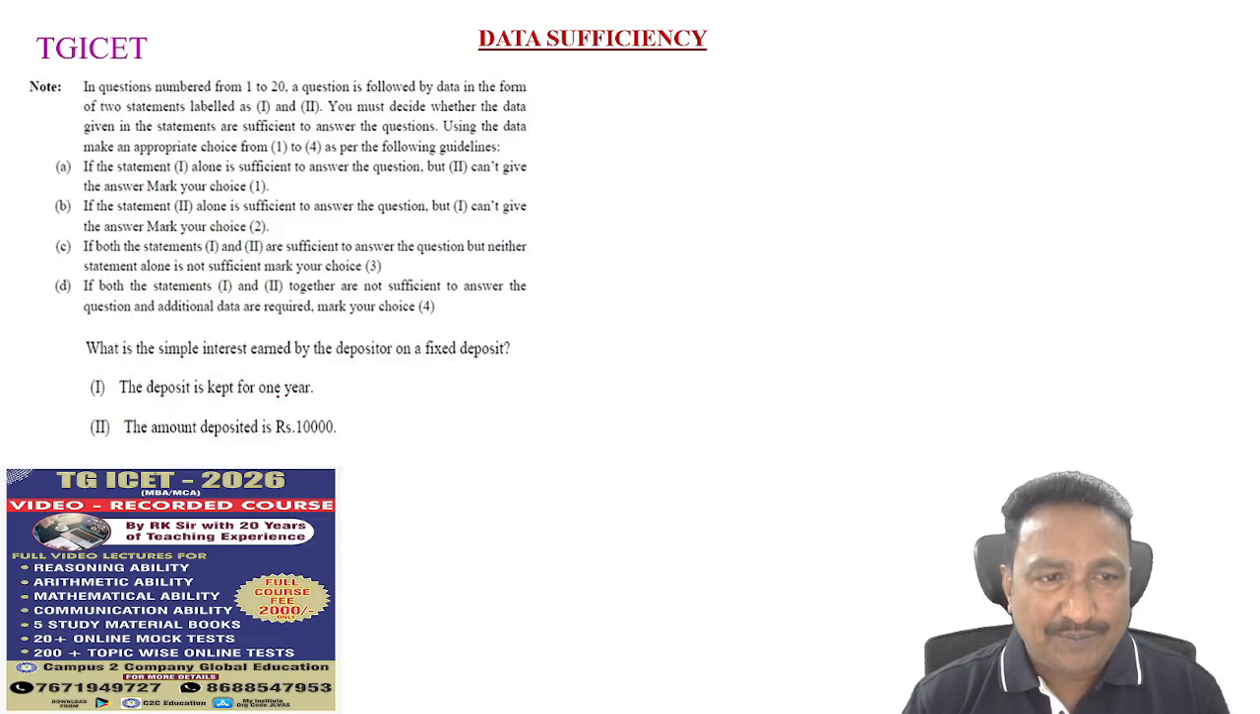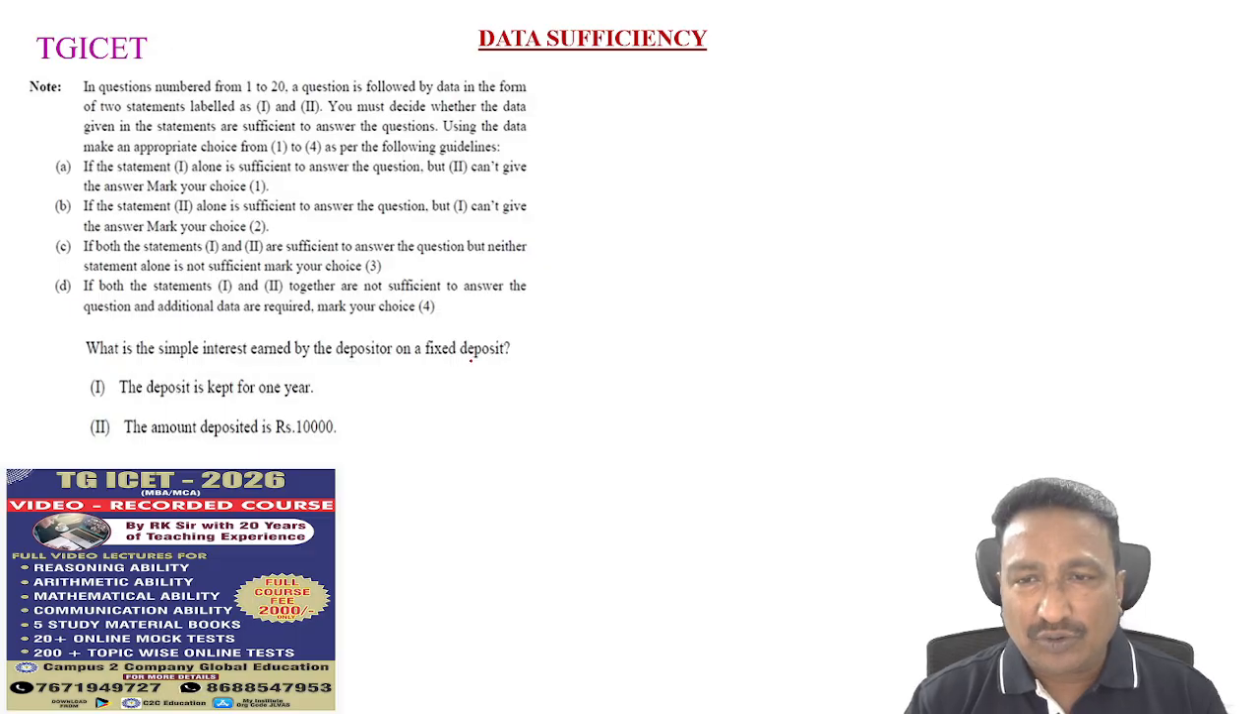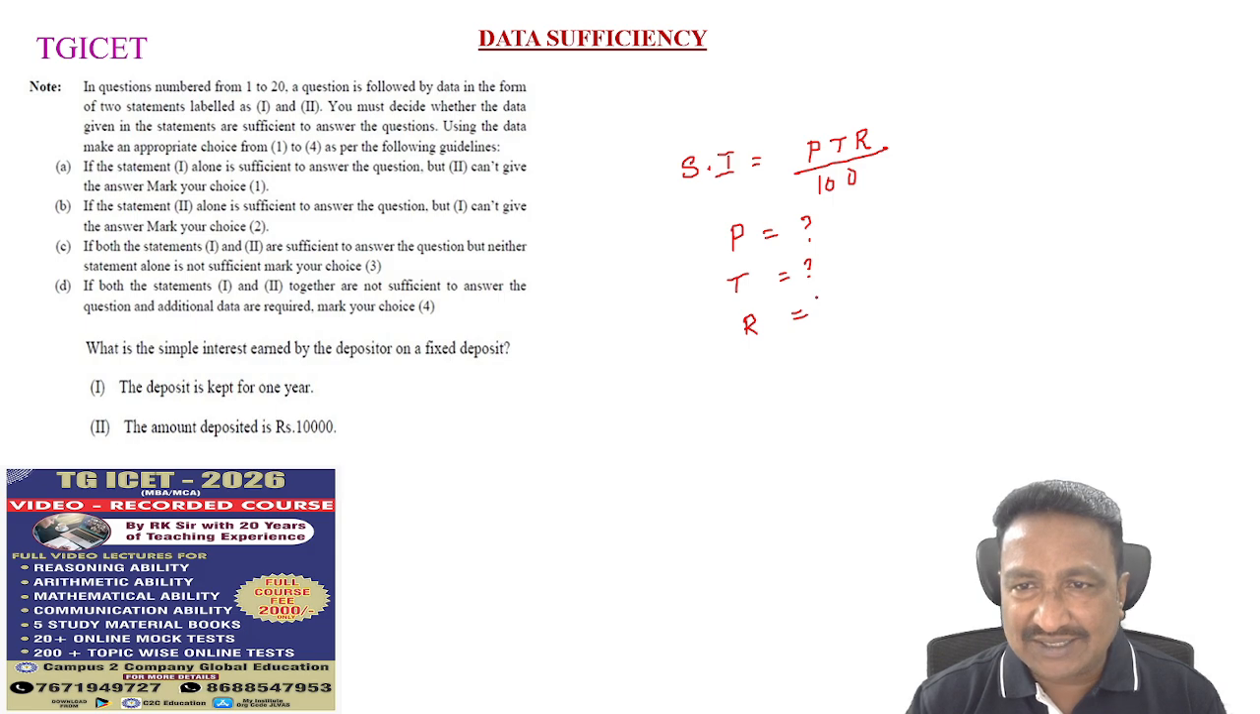Now look at the next question. What is the simple interest earned by the depositor in a fixed deposit? So if you want to answer this question, what is the information we require? So we know that simple interest is equal to PTR by 100. So here P stands for principal, T stands for time period, R stands for rate of interest. So how much principal he invested and how many years he has invested and what is the rate of interest for the principal.